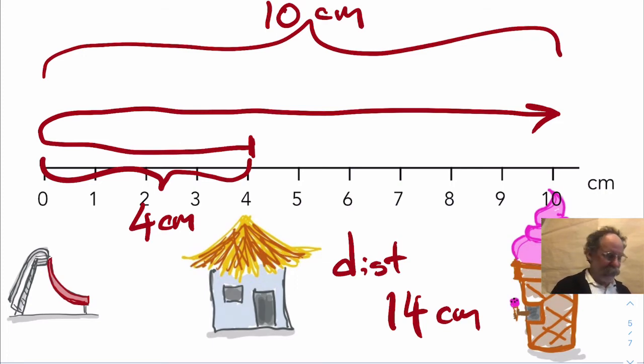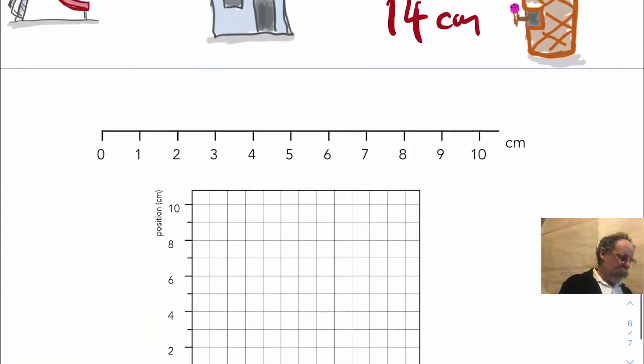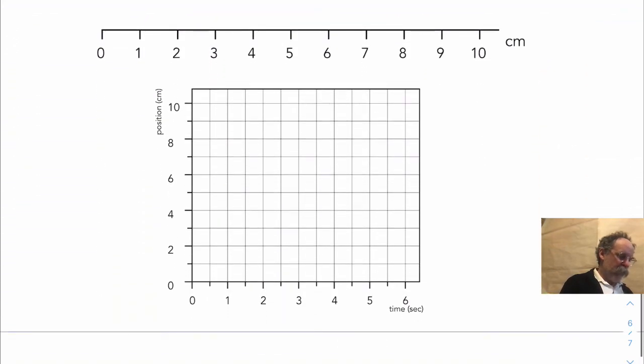Okay, that's distance. Distance, how much ground you cover. Displacement, how far away you end up, or delta x. But we don't usually see these things on number lines. So let's just talk about this from a graph type of perspective.